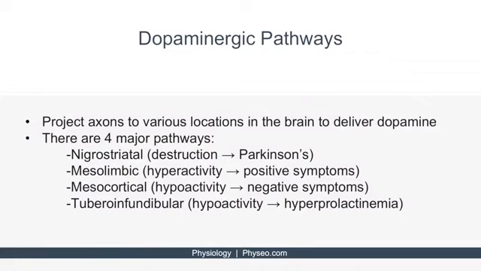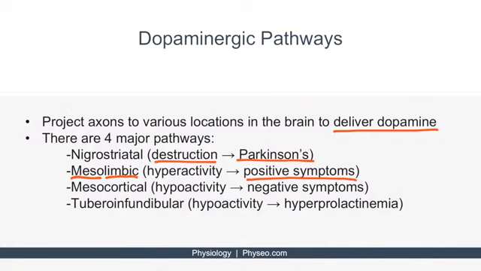So now let's review all of the dopaminergic pathways together. Recall that they all project axons to various locations in the brain to deliver dopamine. And there are four major pathways. The nigrostriatal, which goes from the substantia nigra to the striatum, and if you have destruction of this, you get Parkinson's disease. And the mesolimbic pathway goes from the mesencephalon or midbrain, specifically the ventral tegmental area, to the limbic system. And when you have hyperactivity of this system, you get the positive symptoms associated with schizophrenia.